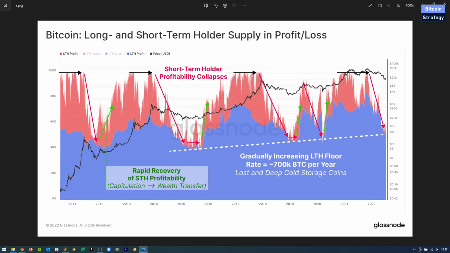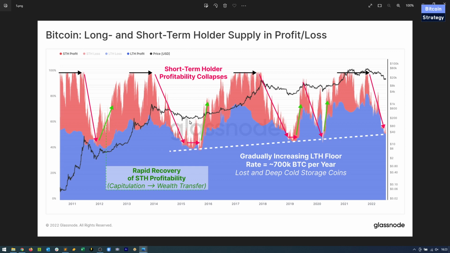Now let's jump back to this chart. In blue, we've got the long-term holder profit. In red, we've got the short-term holder profit. So when we hit new all-time highs, then of course everybody is in profits, and the short-term holders are quite a large fraction of those people that are in profits. When we are in a bear market, then it's pretty much only the long-term holders that are still in profit.